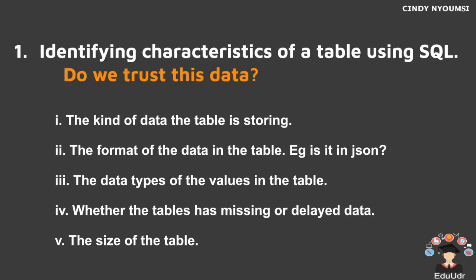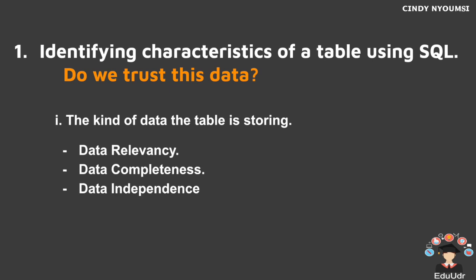So the whole point of identifying characteristics of a table is to figure out whether we trust this data enough to use for analysis. Depending on the type of analysis you're running, there are lots of ways to test whether your data can be trusted. And today I will cover 5 basic characteristics to look for.